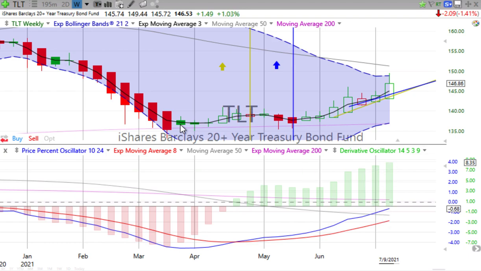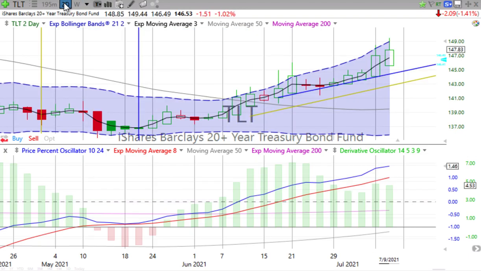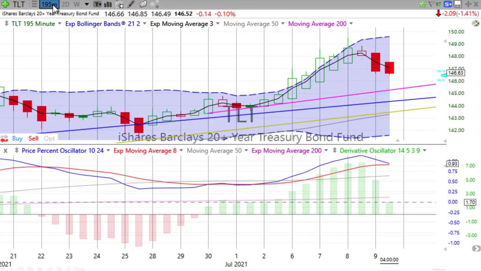Derivative oscillator, price percent oscillator gaining momentum. 2-day chart, we can see where it's lost some of that momentum in the price percent oscillator, as did the derivative oscillator. Got a nice wick on top, a candle body, not as big as the prior candle body, did go higher than the prior candle body, but again, we see that slow down. You'll see it even more as we look at the half day.